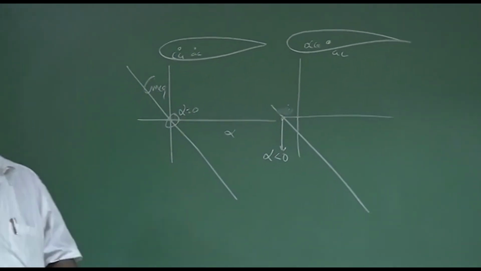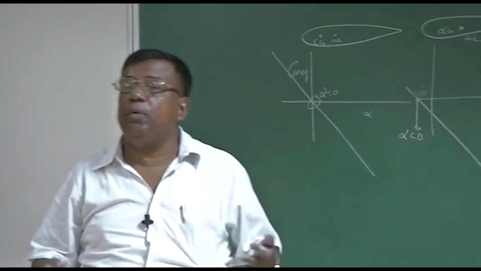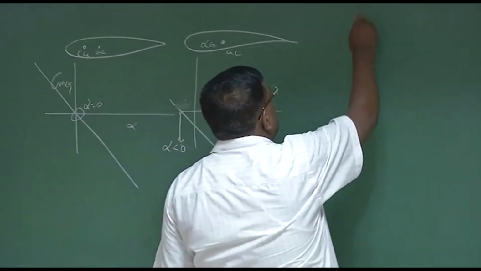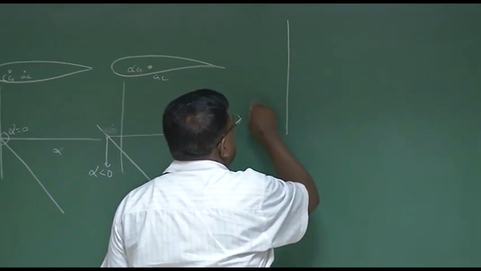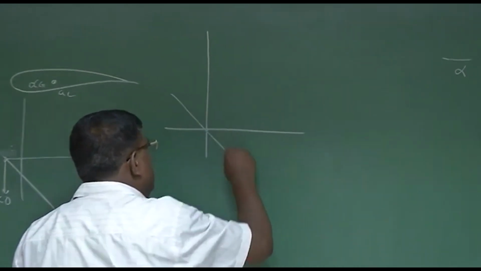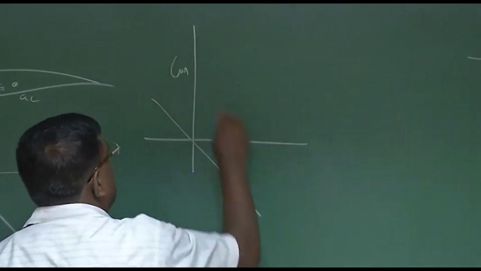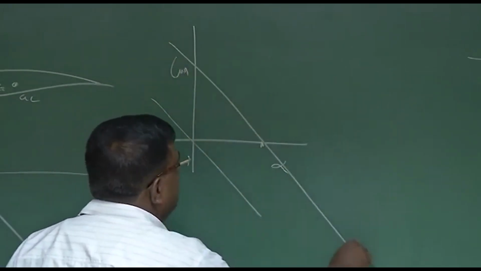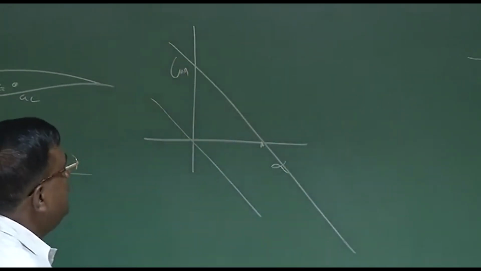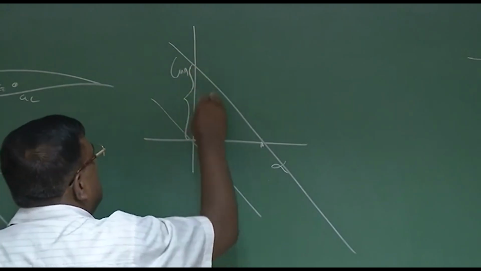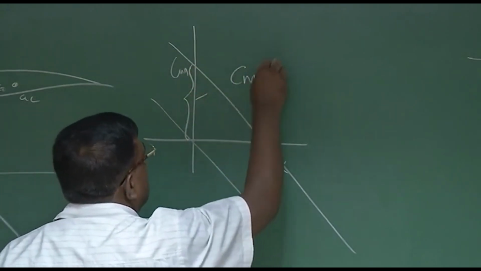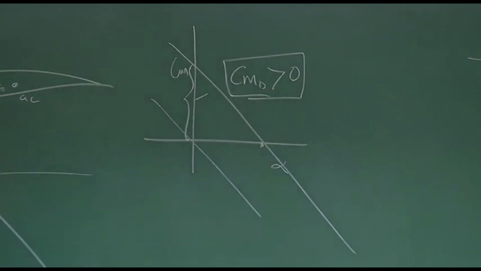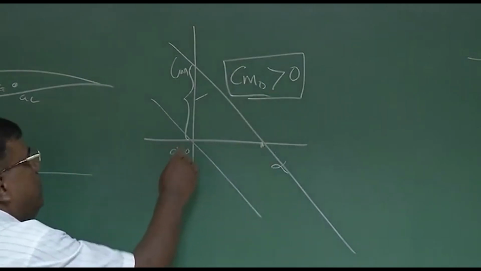But if you want to balance lift equal to weight, in general I want a positive angle of attack. So what is the option? Recall we have just seen that if this is Cm versus alpha, and if I want a positive angle of attack, let's say even same static stability, then I must have Cm not greater than 0. That is, I must have Cm at alpha equal to 0 positive.